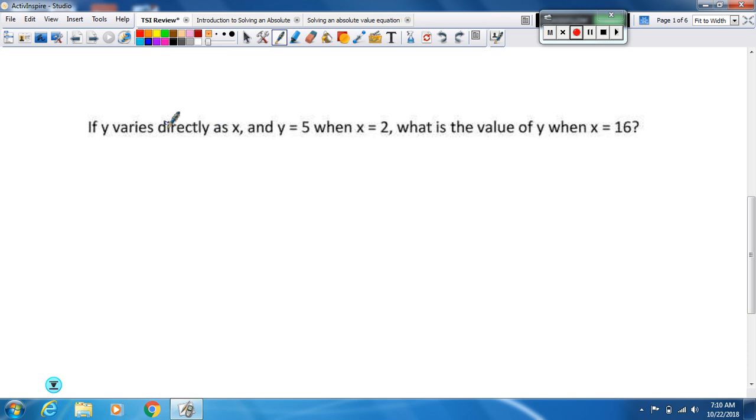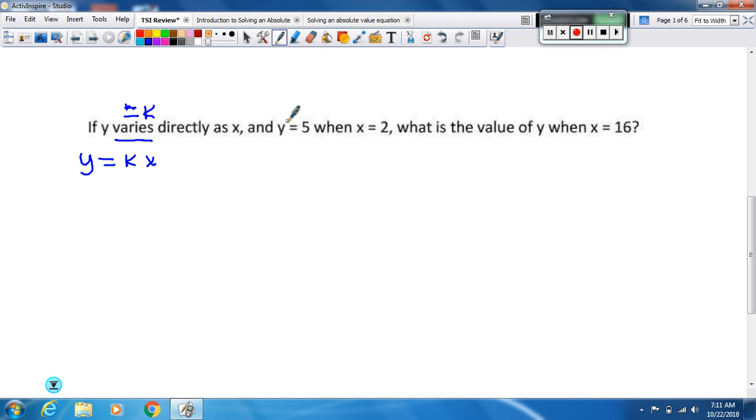If y varies directly as x, this is a direct variation problem. So you write down the y. Anytime you see the word varies, you put equals k. So y equals k, and then directly as x. Direct goes straight across, so this is going to be next to the k. It's not going to be in a fraction. And so that's the equation that you've developed that you're going to use.